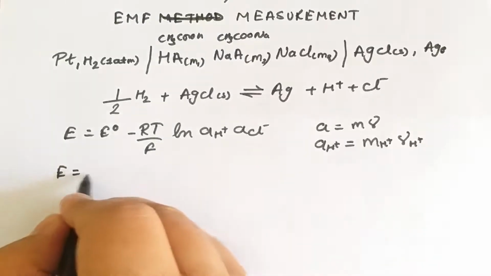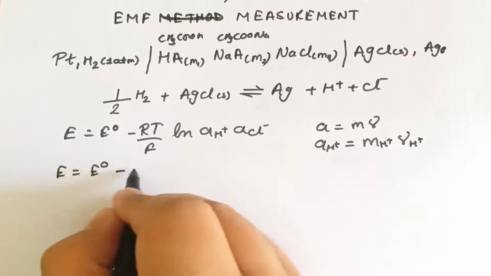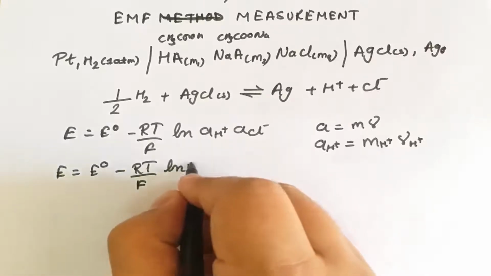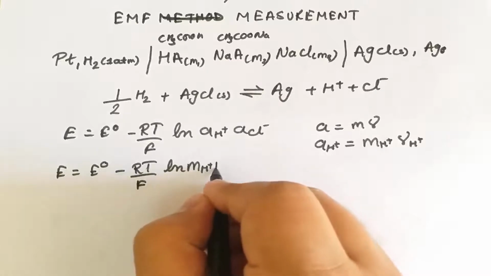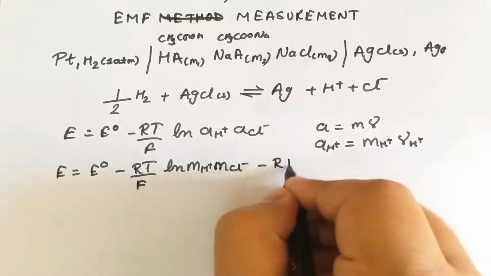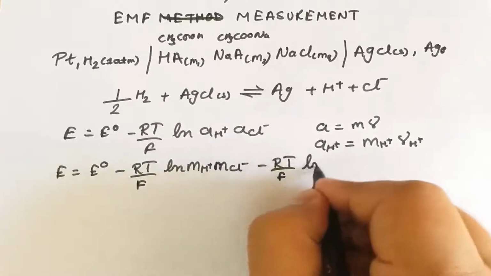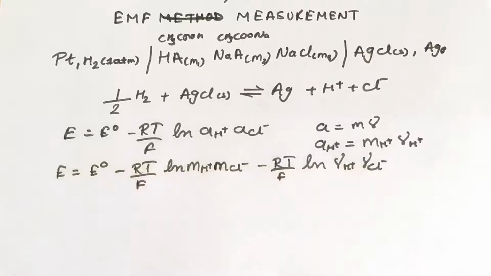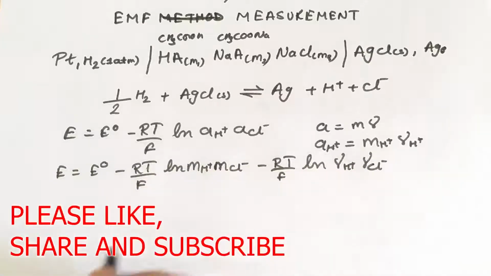So the relation will become E is equal to E0 minus RT by F ln of m of H plus into m of Cl minus, minus RT by F ln of gamma of H plus into gamma of Cl minus. So this will be the representation.